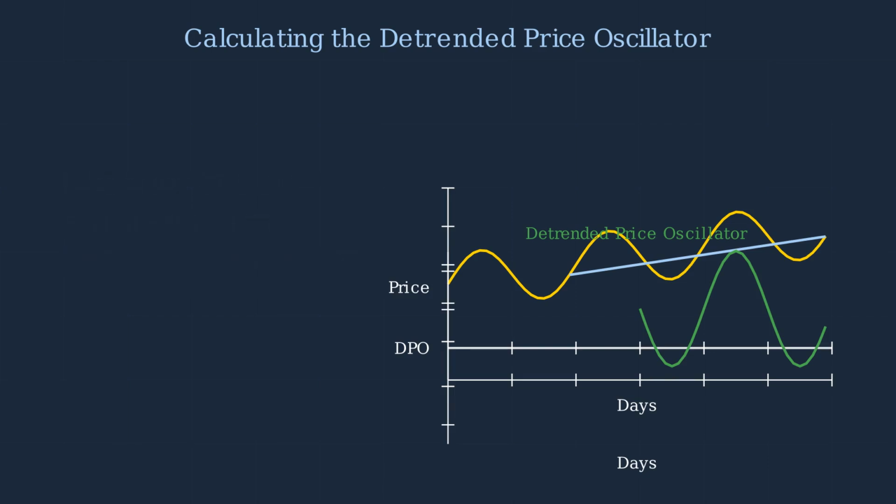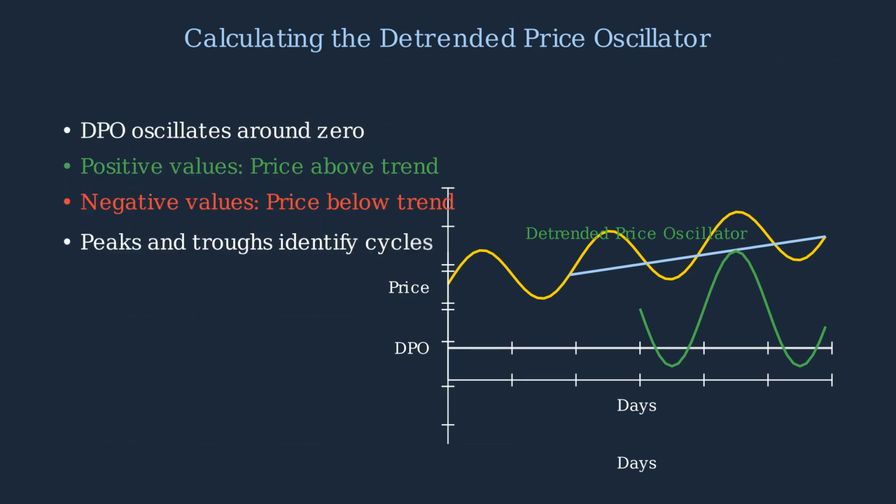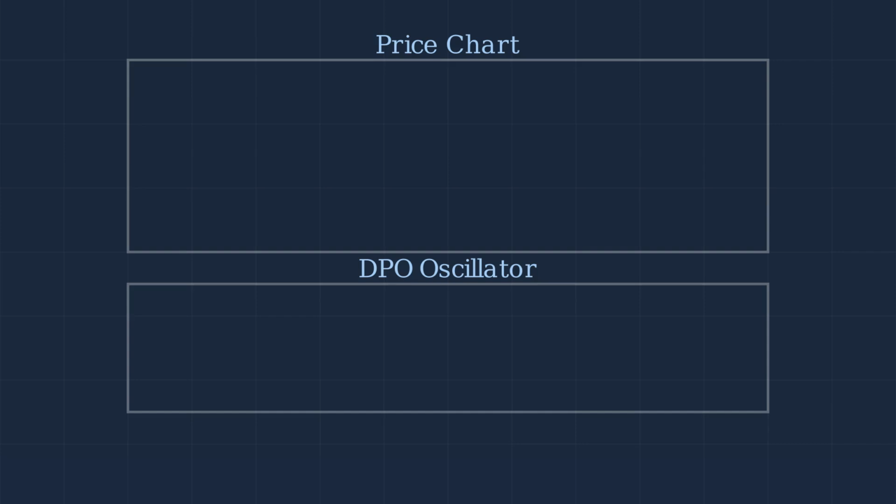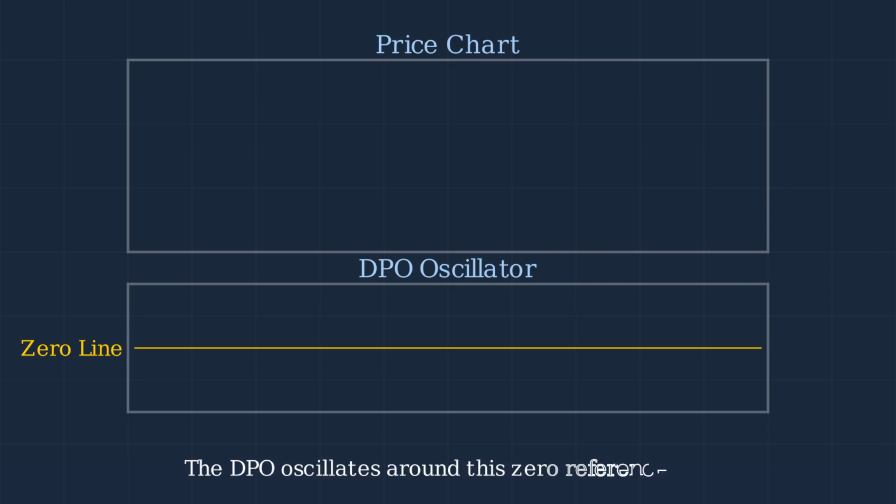The DPO helps traders by isolating and highlighting the cyclical price components. Remember these key points when calculating the Detrended Price Oscillator for your analysis. Now let's examine how to interpret the signals generated by the Detrended Price Oscillator. The foundation of interpreting the DPO is understanding that it oscillates around a zero line. This zero line represents the point where current prices match the displaced moving average.